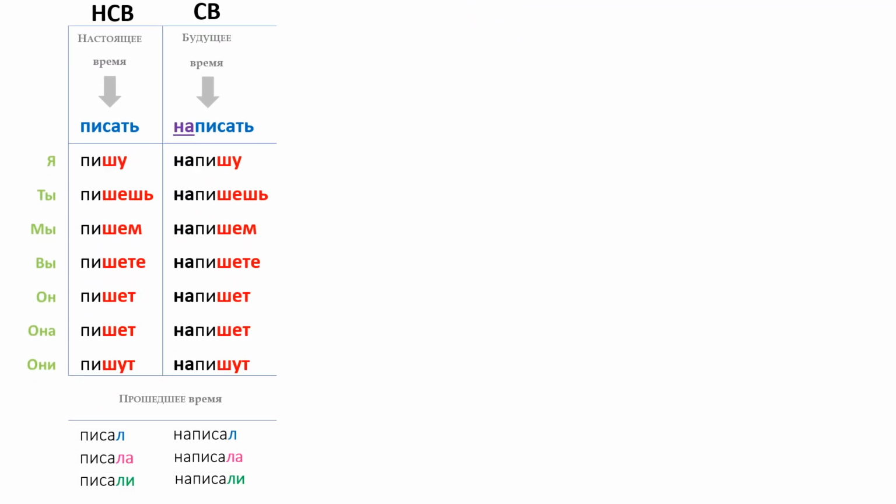Let's practice making sentences with the verb to write. The NSV form is писать. The SV form is написать. As you can see, both forms look very similar when conjugated. But remember, conjugated NSV form писать is talking about present, while conjugated SV form, написать, is talking about future. So, я пишу means I am writing or I write. Я напишу means I will write.